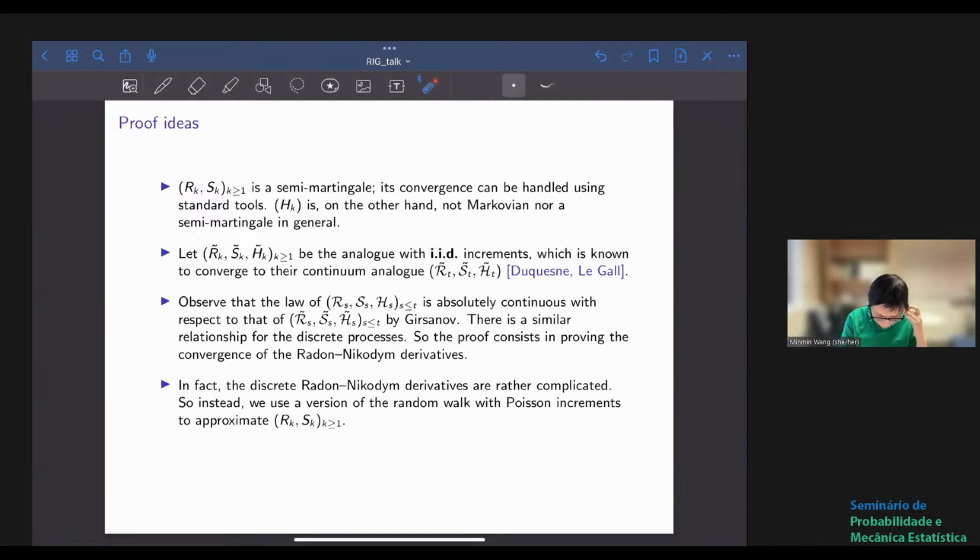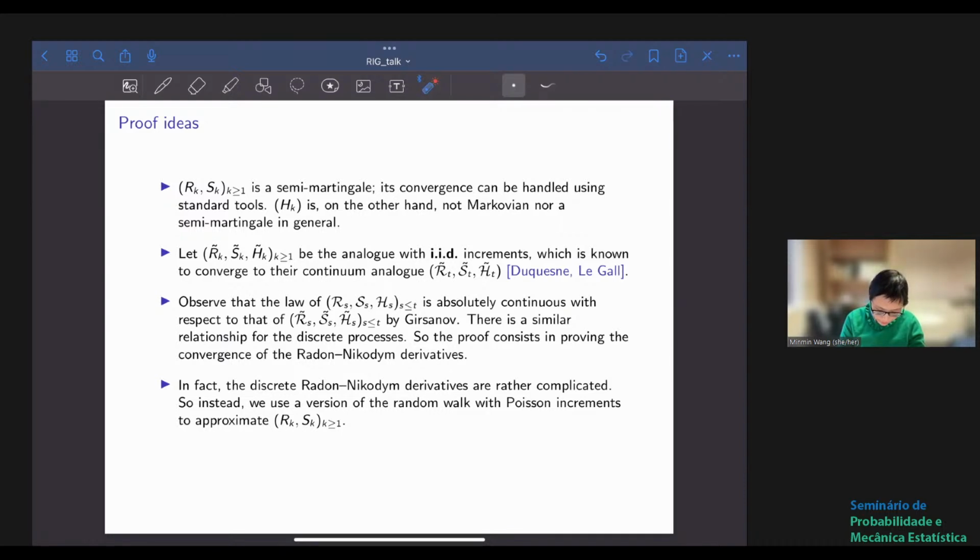Now this is what happens in the limit. So you want something similar but discrete. You go back to the discrete process and find out there is a similar relationship indeed. So the proof just consists in proving the convergence of the Radon-Nikodym derivatives. And then the final twist of the proof is that we don't prove the convergence of this discrete Radon-Nikodym derivative directly because it is actually quite complicated.